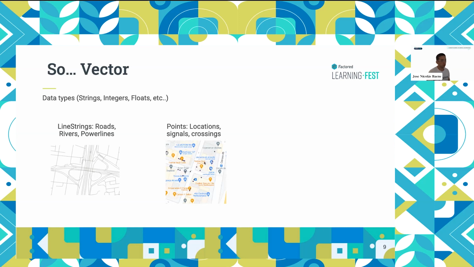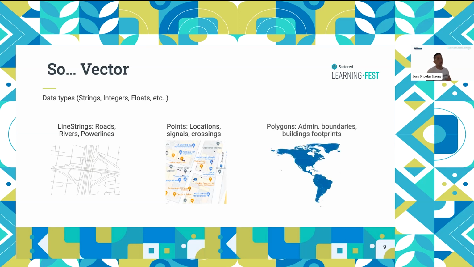that's a point. But then you also have the polygon, which is boundaries. So usually polygons are used for administrative boundaries, like the countries or municipalities, and also for building footprints. So in this case, we have a double representation because we have the point and we also have the polygon. So these are some examples.